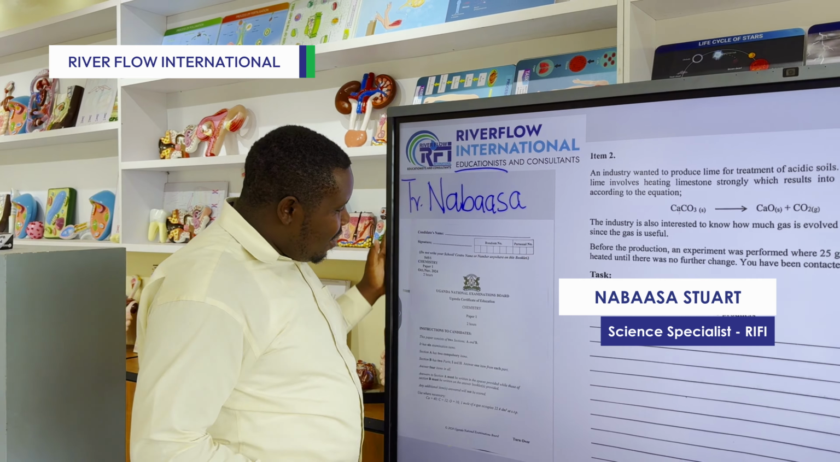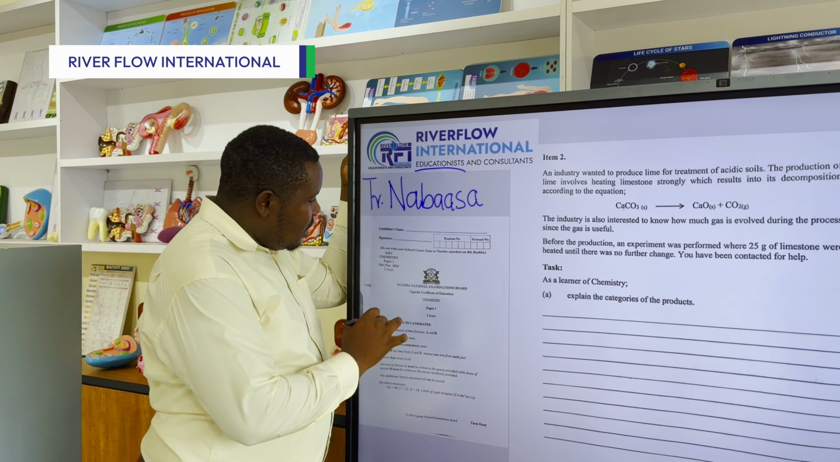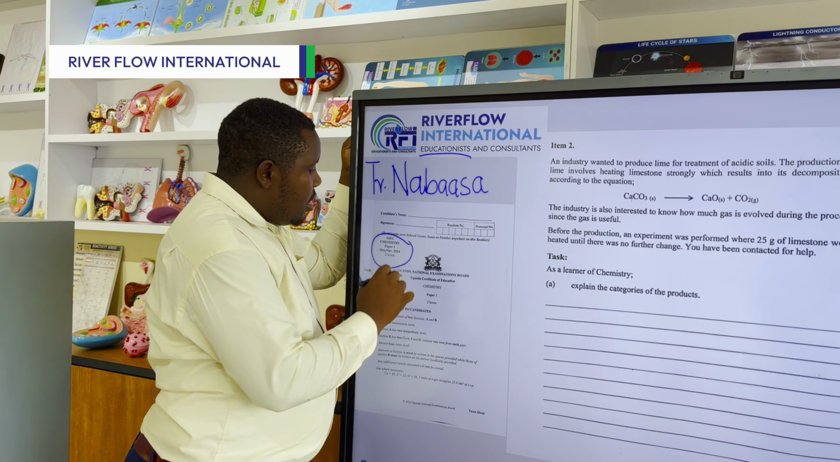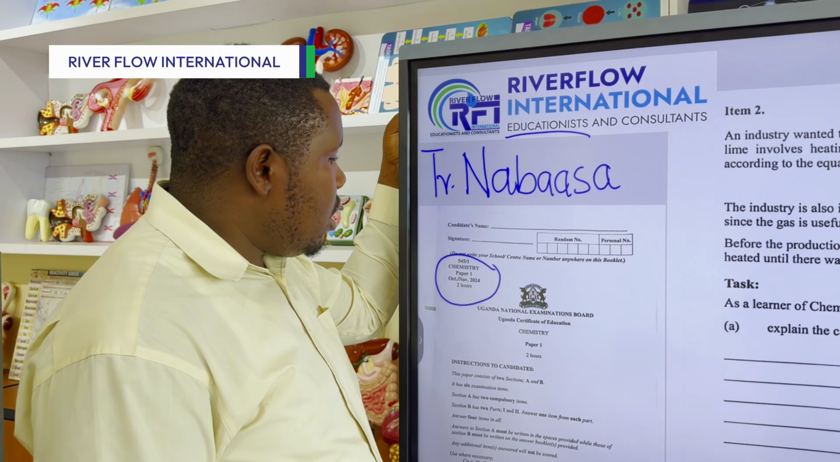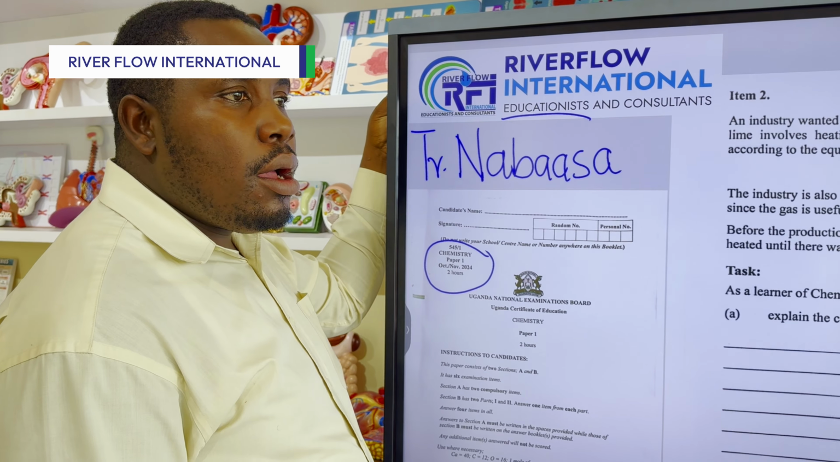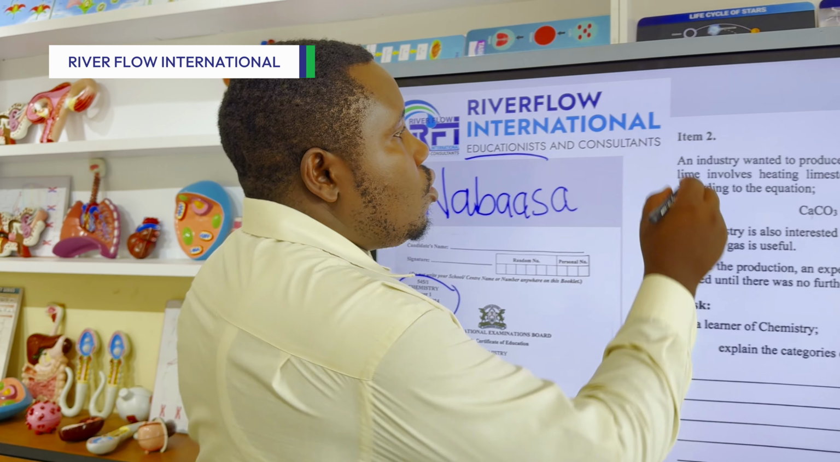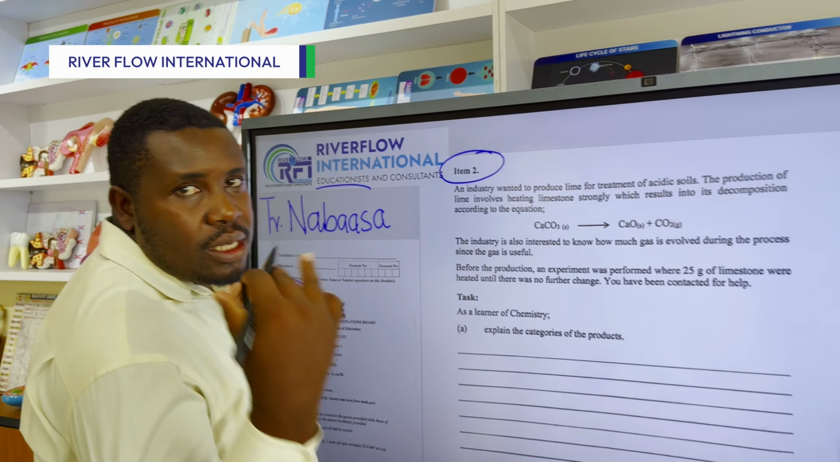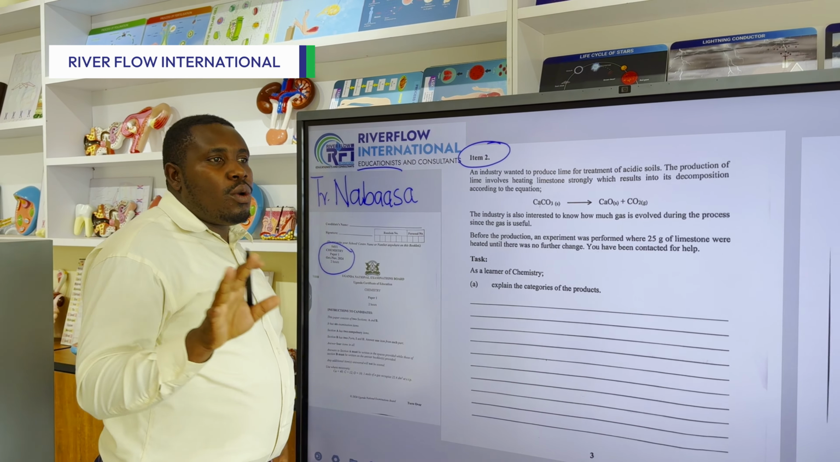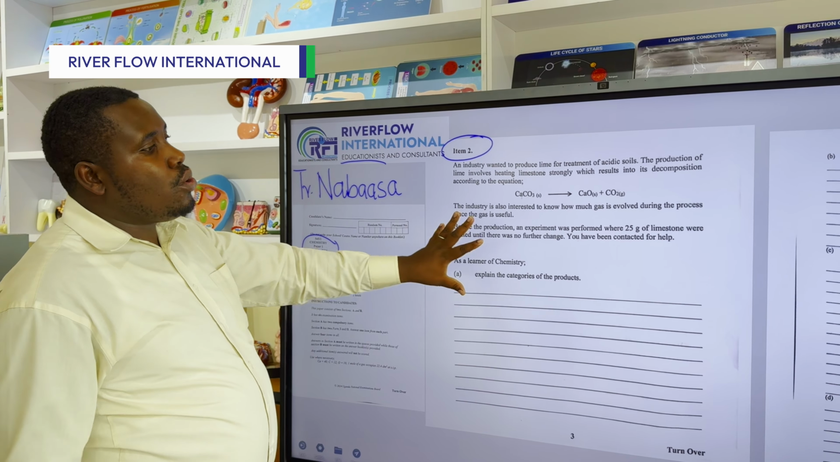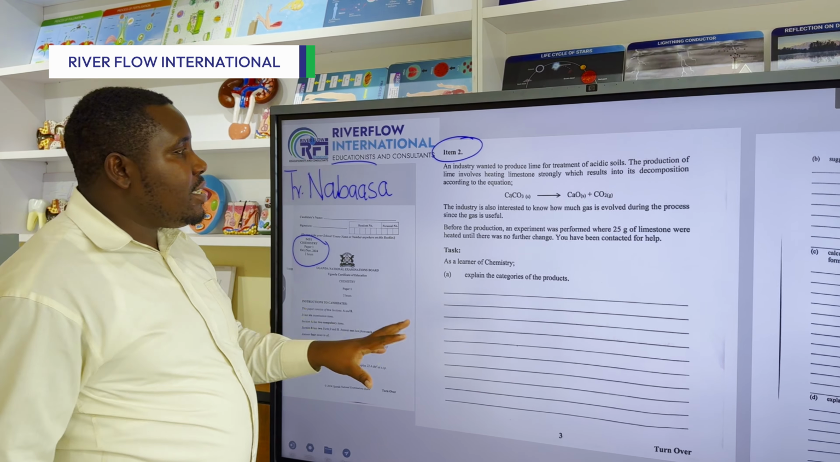And today we are going to look at one of the items in UCE Chemistry 2024, paper 1, and we are going to look at item 2. Previously we have looked at item 1 and we have revised it many times. Now today we want to look at item 2.